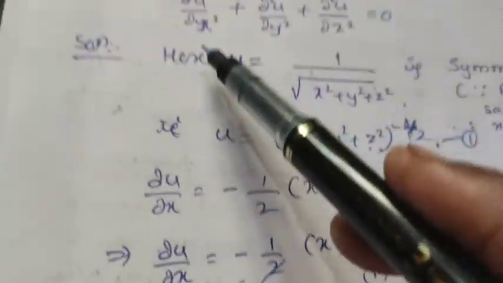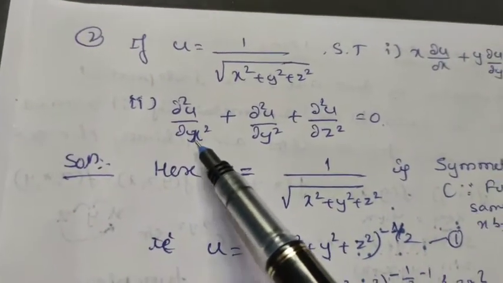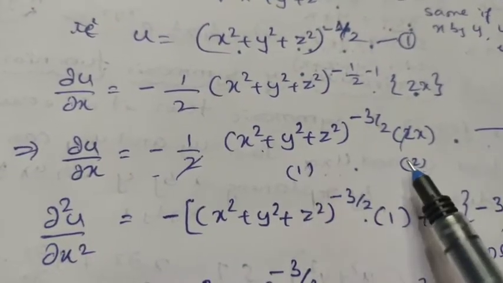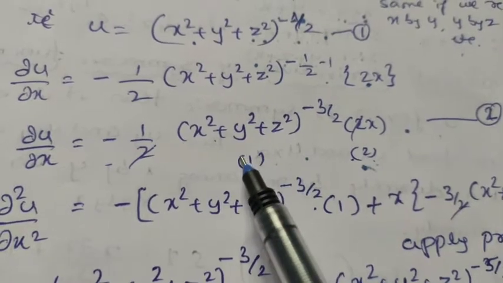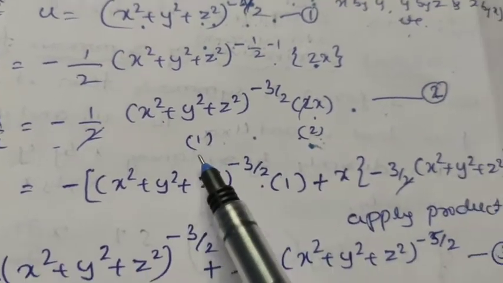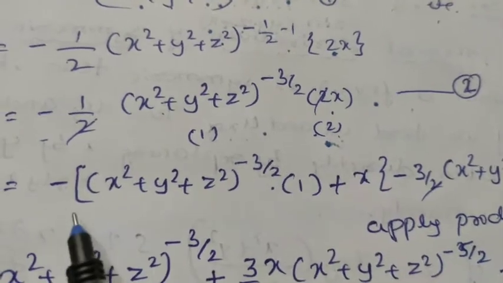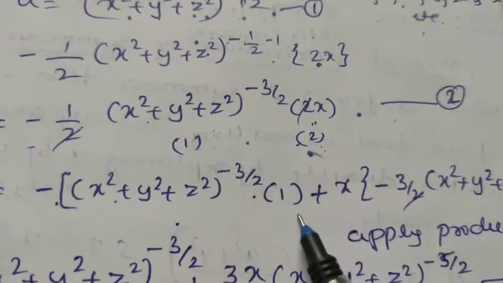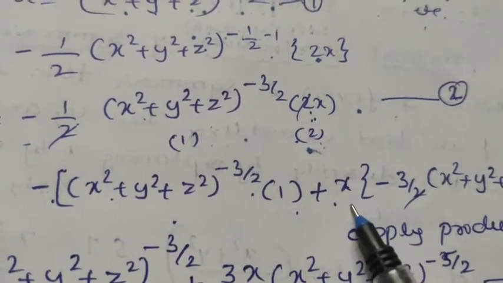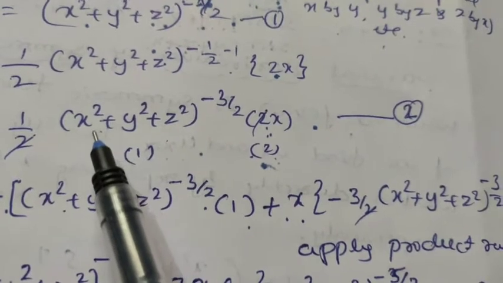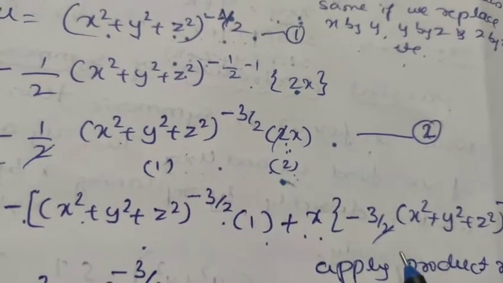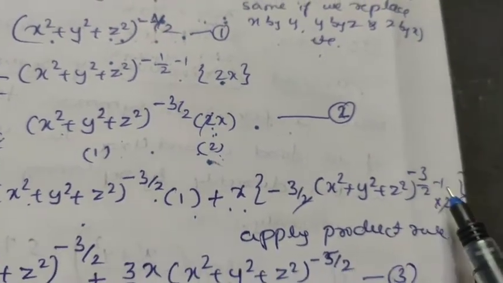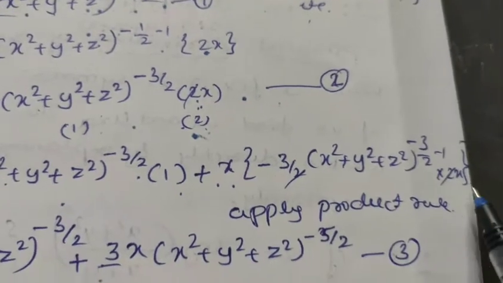As we want in the second question dou square u by dou x square also, let us find that. It is equal to differentiating this once again partially with respect to x. Because it is a product of two functions, we have to apply the derivative of a product of two functions. So keep the minus sign as it is, first function as it is, derivative of x is 1, plus second function x as it is, derivative of the second function is first with respect to the power, that is minus 3 by 2 into x square plus y square plus z square whole raised to minus 3 by 2 minus 1, into the derivative of x square, which is 2x.